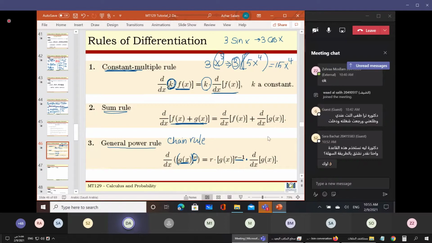Okay? For example, if I have this function here to the power half, and inside it I have x squared plus 1.